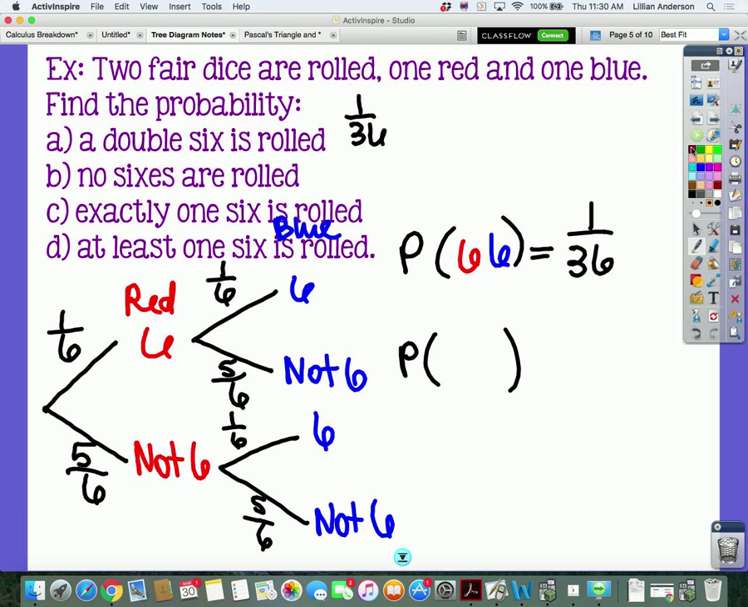Now, another outcome could be that you roll a 6 on your red dice, but then not a 6 on your blue dice. What's that probability? Five out of 36. You do the same thing as before. You take the branch for the red 6 and not a blue 6. That's 1/6 and 5/6. You multiply them together.